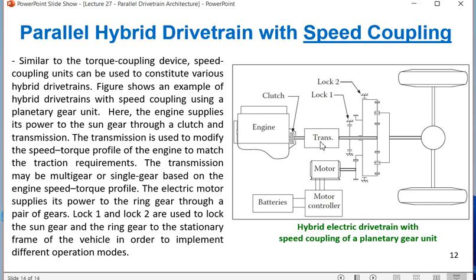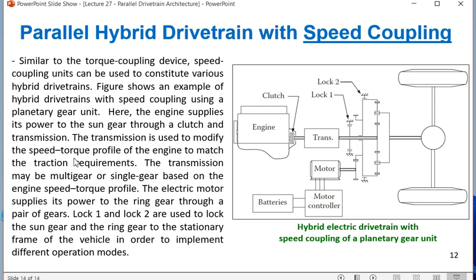That means whatever are the torque and speed required by the vehicle for going up to the hill or going through a high acceleration, that requirement is actually posed to this speed coupler. And this line is very important. Transmission is used to modify the speed torque profile of the engine to match the traction requirement.